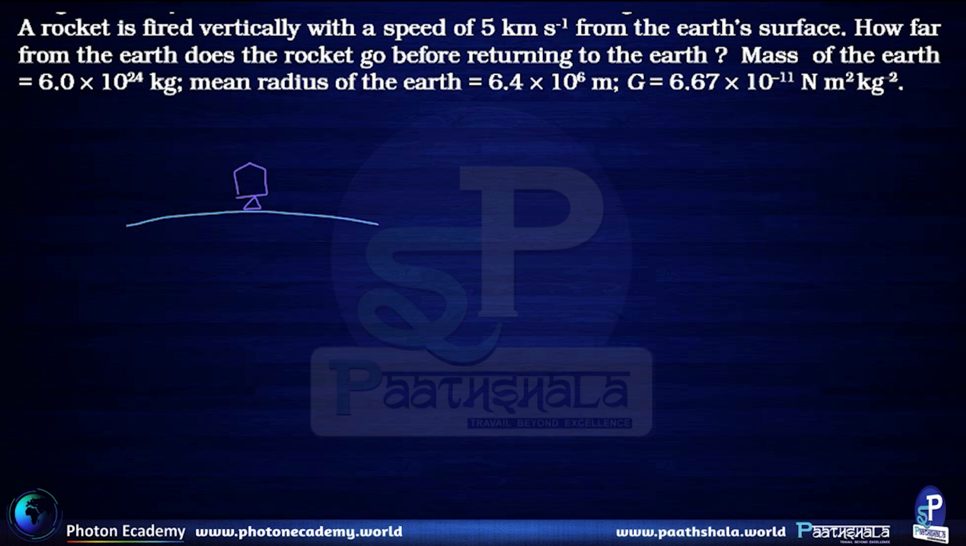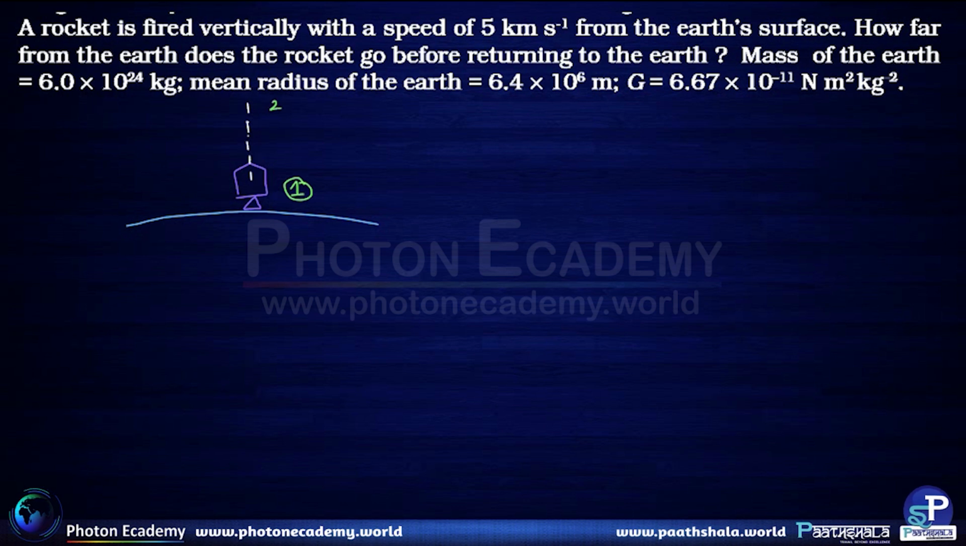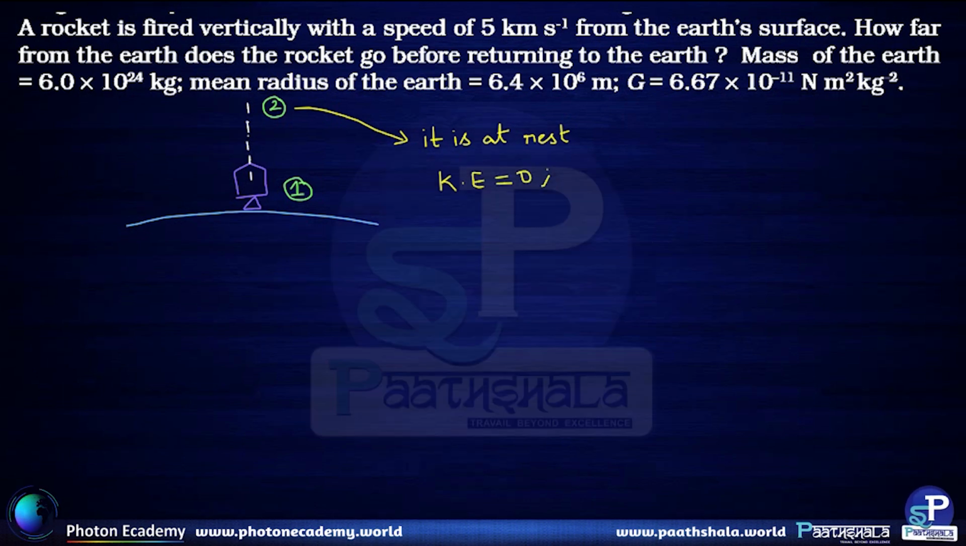Let's say this is state 1, and after going to the top point in its projectile, it comes to rest. Let us say this is state 2 of the rocket. At state 2, it is at rest, so the kinetic energy of the rocket is 0, and all the energy which the rocket possessed in state 1 is converted into potential energy in state 2.